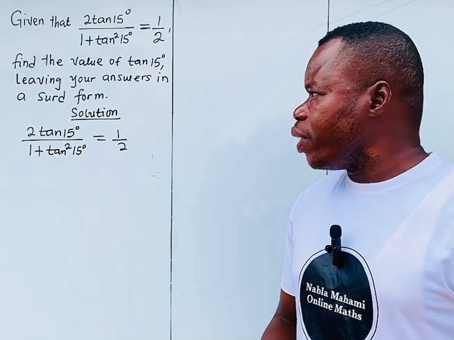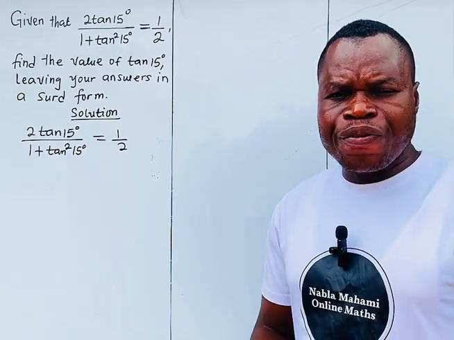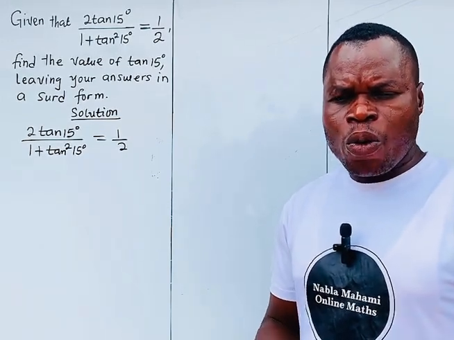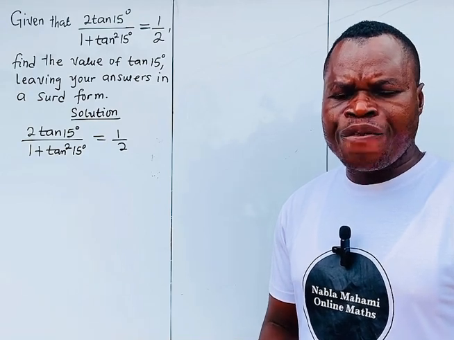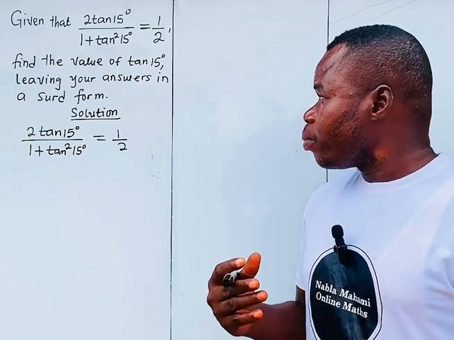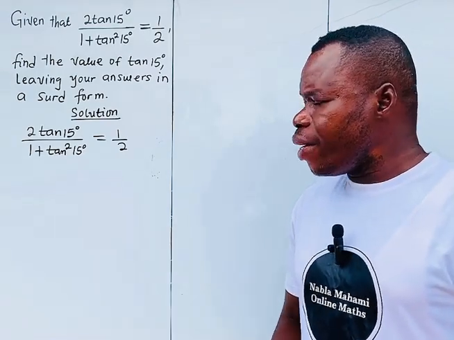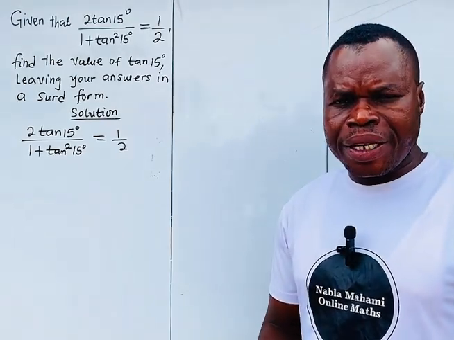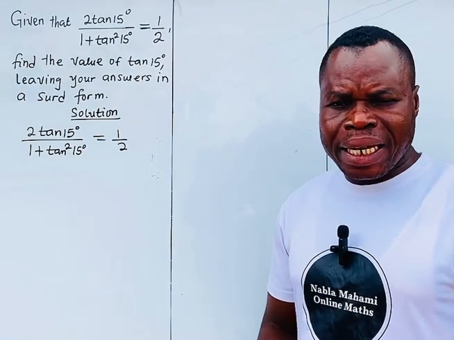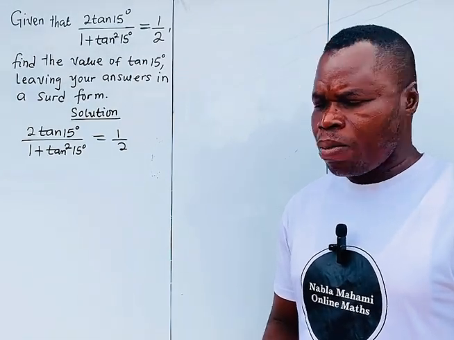Let's solve the question on the board. We are given that 2 tan 15 degrees over 1 plus tan squared 15 degrees is equal to 1 over 2. Find the value of tan 15 degrees, leaving your answer in surd form.